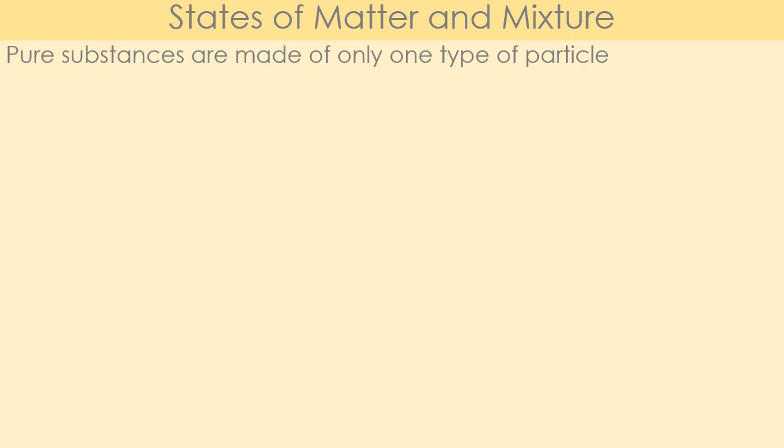So we're now going to look at mixtures. First we need to define what a pure substance is. Now, a pure substance is something made of only one type of particle. That particle could be an atom, it could be an ion, it could be a compound, but it only has one type in there.